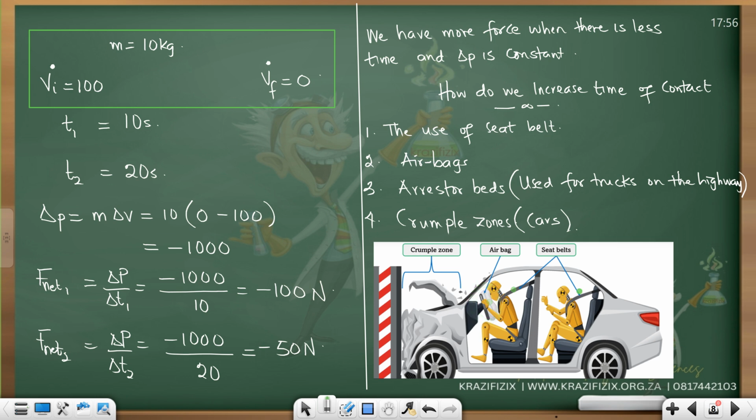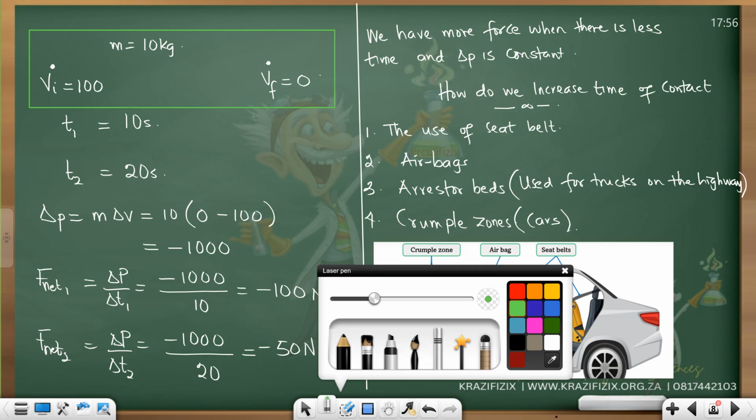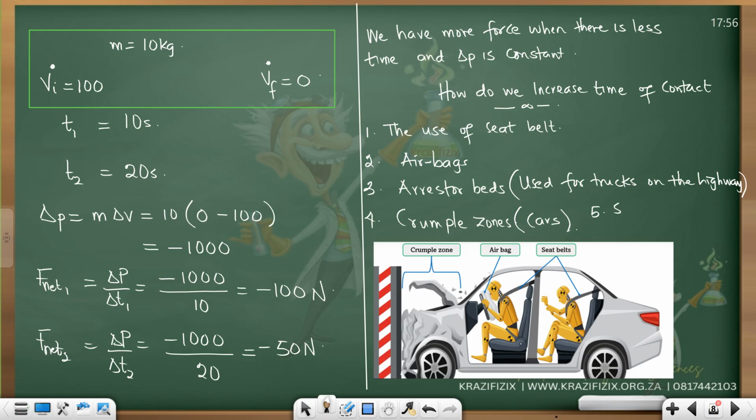Look at your seat belt. It increases the time. So anything that increases time will decrease force. I don't know if this makes sense. I can give you more examples. Let's look at more examples. Let me add one here.